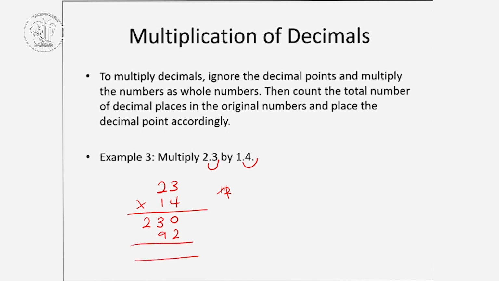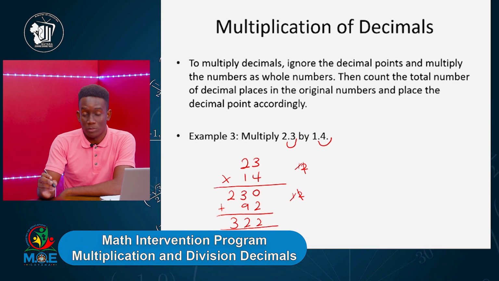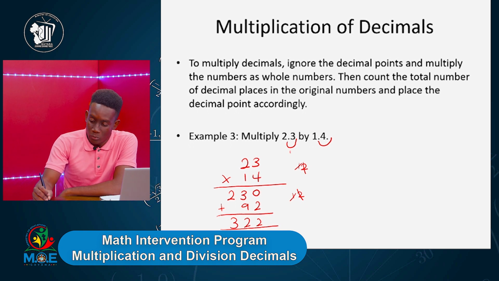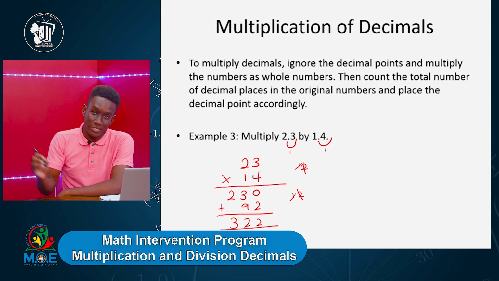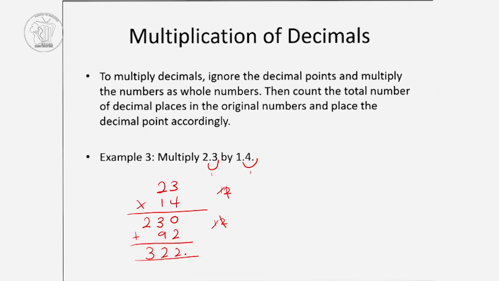And then when we add the answers, we'll have 0 plus 2 is 2. 3 plus 9 would give me 12. Put in the 2 here. And 1 plus 2 would give me 3. And then we count to see how many times we moved the decimal point at the beginning. So we see we moved it 1 time here and 1 time here, so 2 times. So we have to move back the decimal point 2 times. So the decimal point is here, so we move back 1, 2. So the answer would be 3.22. As simple as that.